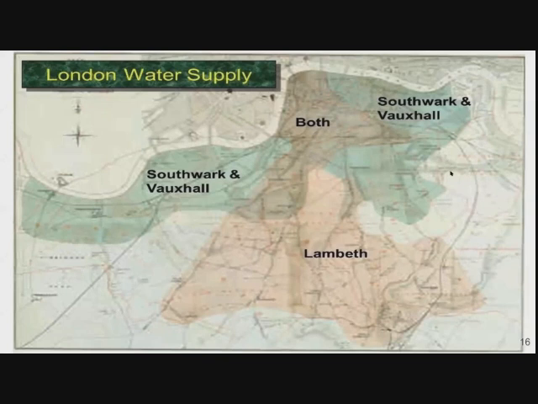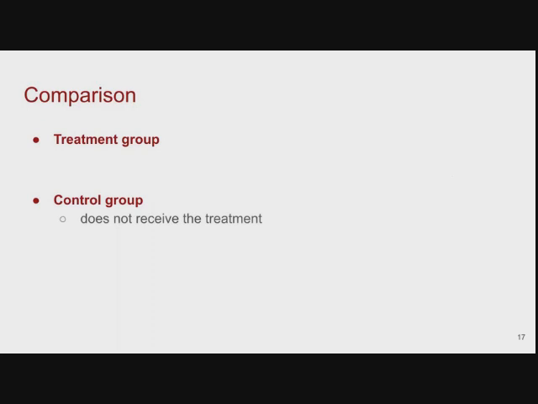So the question was, we know that we want to do comparison, and the treatment, of course, in this case will be what kind of water you're receiving, and in particular related to the sewage. So the treatment group will be whatever is receiving the water that we know from the Broadway pump, and the other one is the control group, which does not receive the treatment. So this is generic, okay?